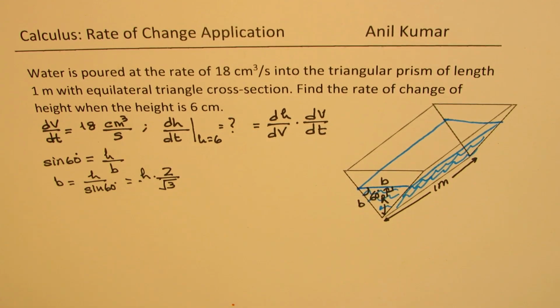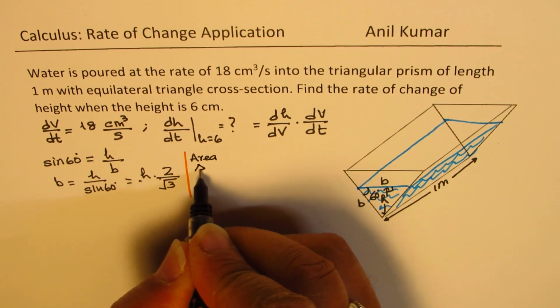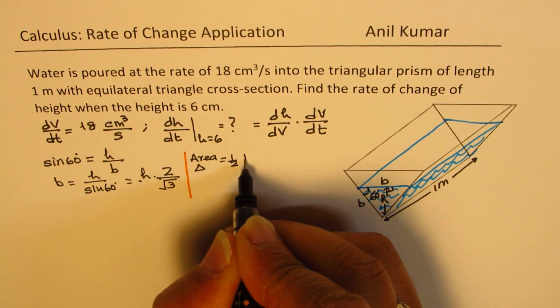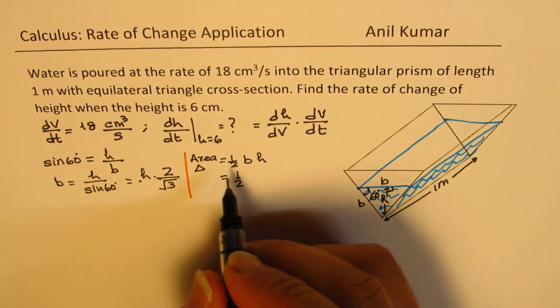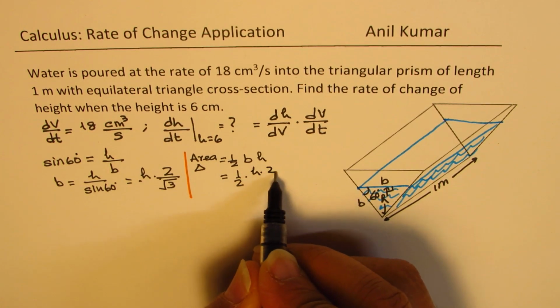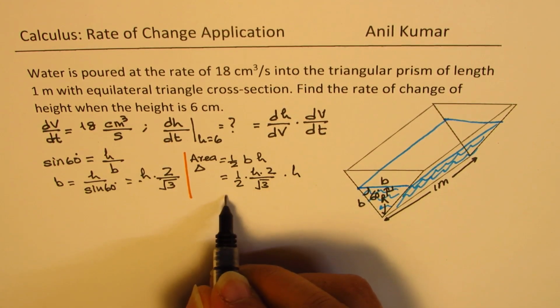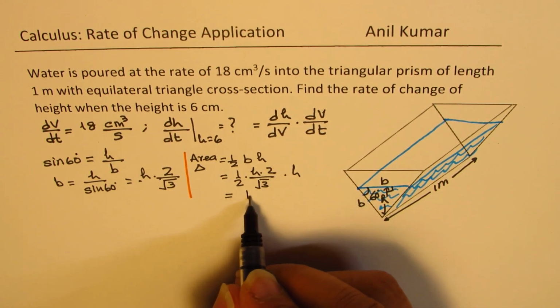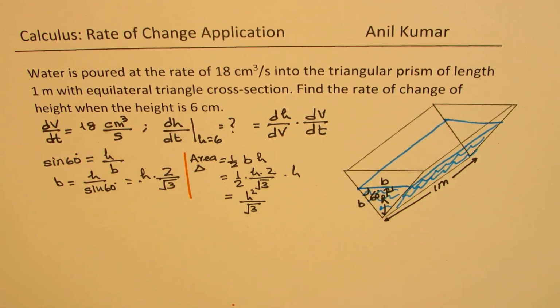Now once we know the base, we can find the area of the triangle, correct? So area of the triangle is what? Area of triangle will be half of base times height. Now we can write base in terms of h. So h times 2 over square root 3, times h. So that gives you the area of the triangle as, 2 and 2 cancel, we get h squared over square root 3.